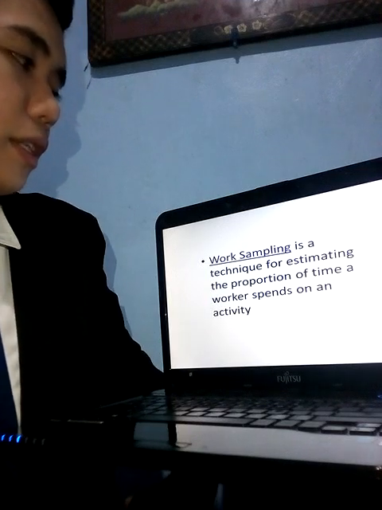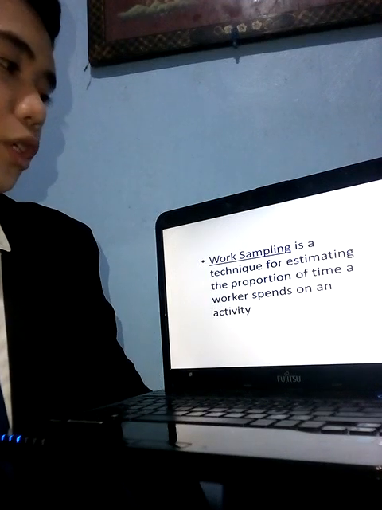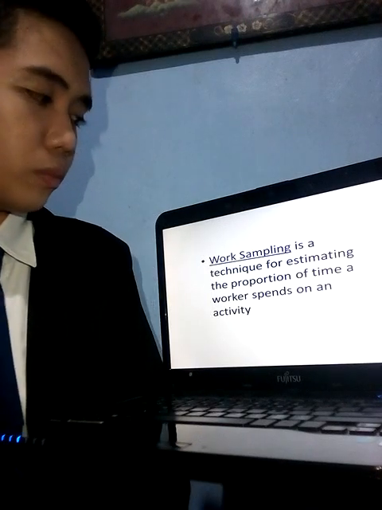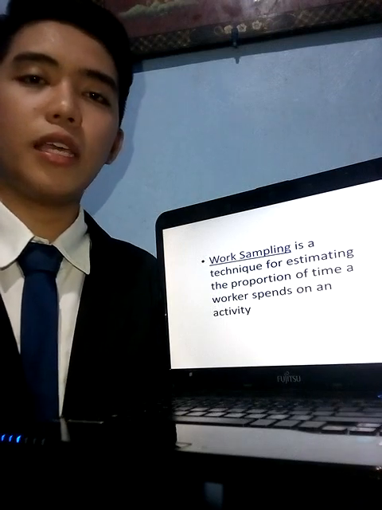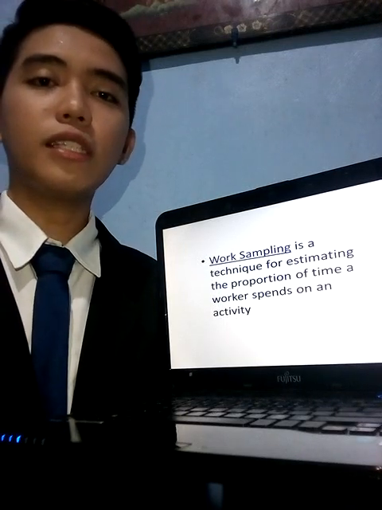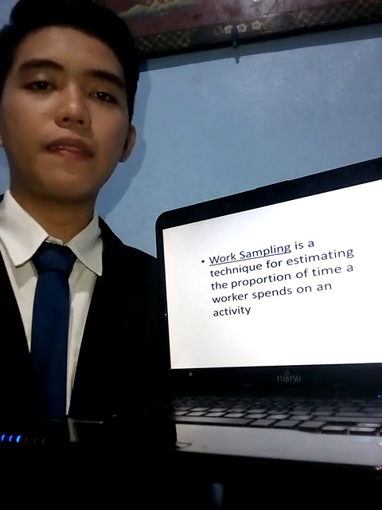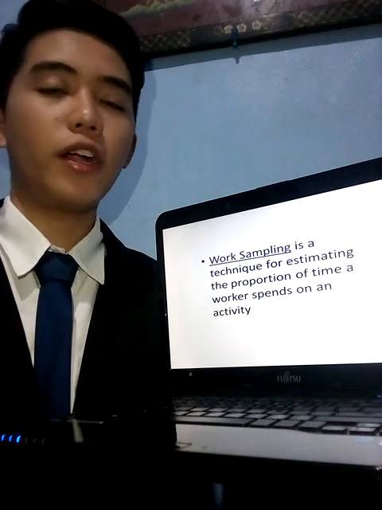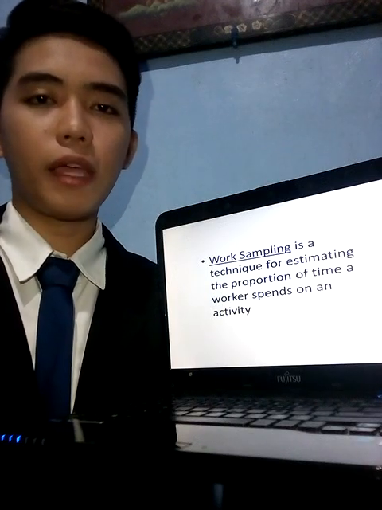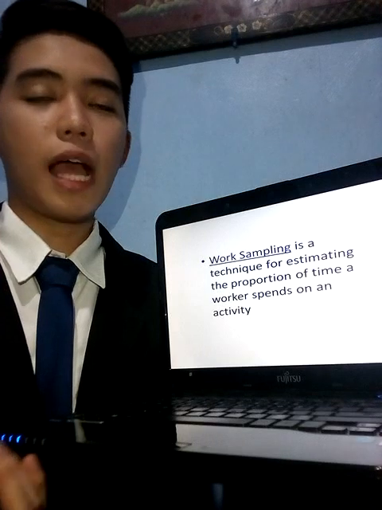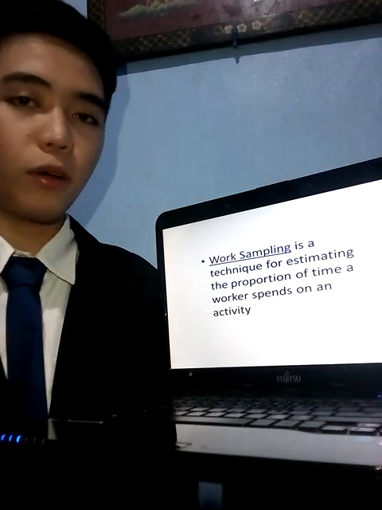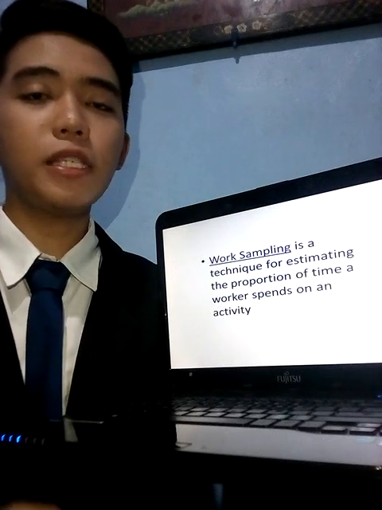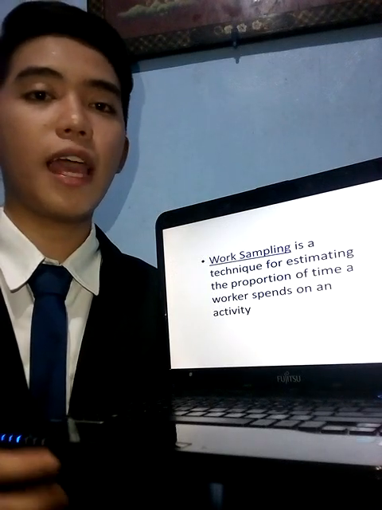So another time study method is work sampling. Work sampling is a technique for estimating the proportion of time a worker spends on an activity. It is a method used for estimating the proportion of time that an employee or a machine spends on different work activities. For example, a secretary may spend the day generating letters.